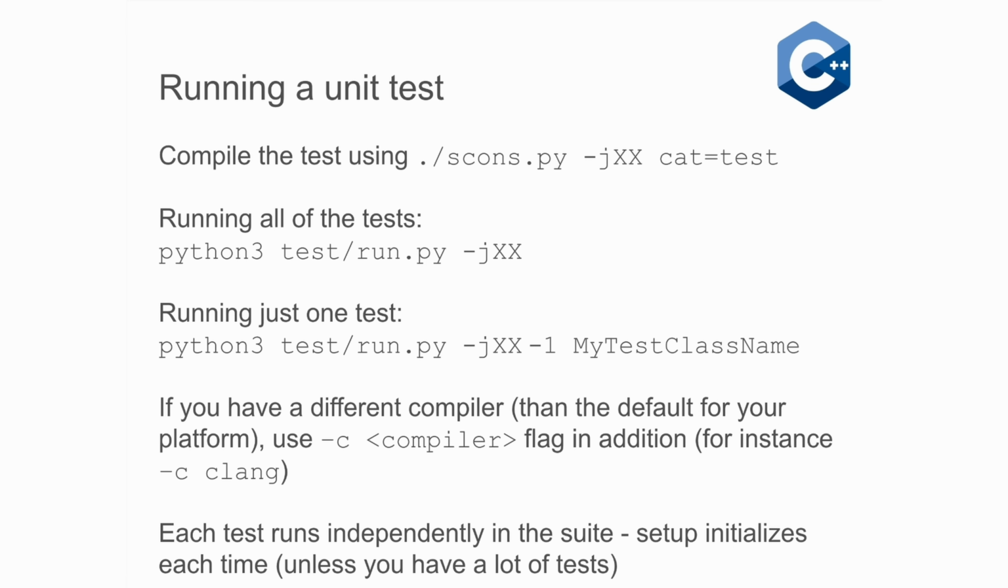So how do we run those? You will need to compile your unit test. You'll compile that with scons, and you'll have cat equals test. So that's the main thing for compiling that. And then running those, here's your command for running those. That will run all the tests.